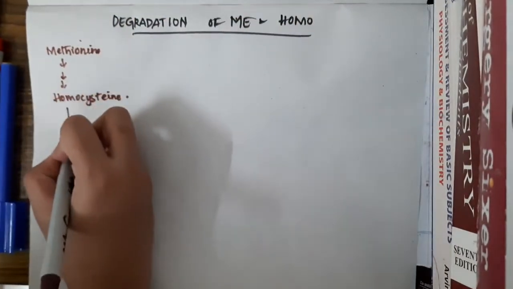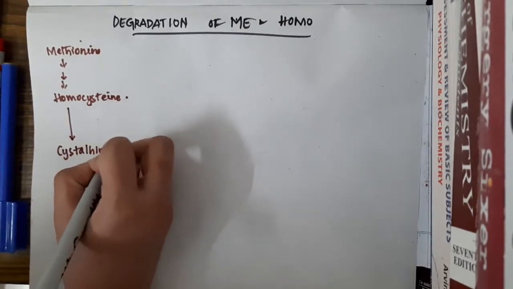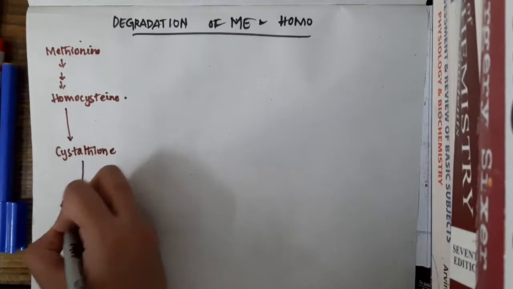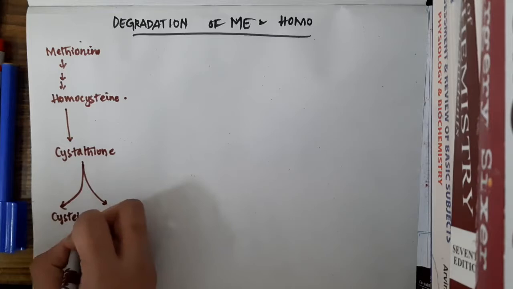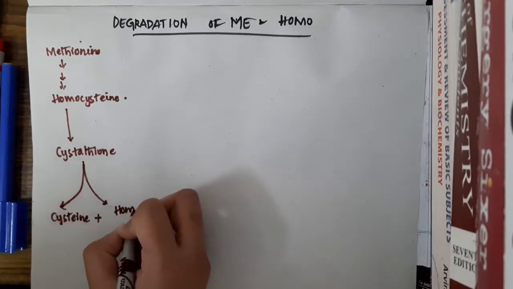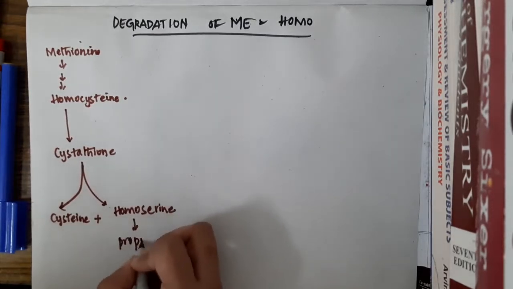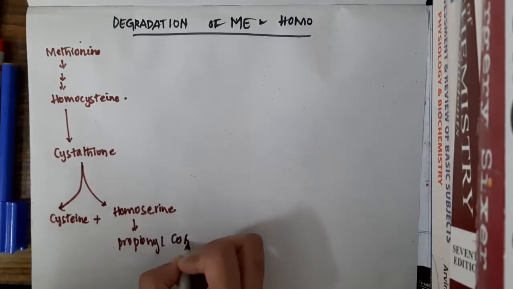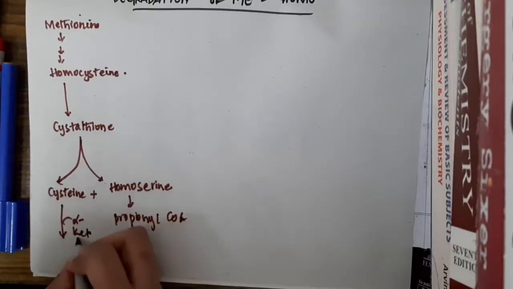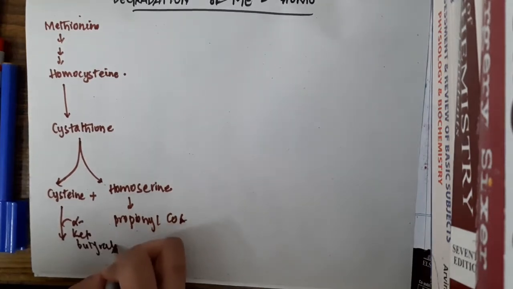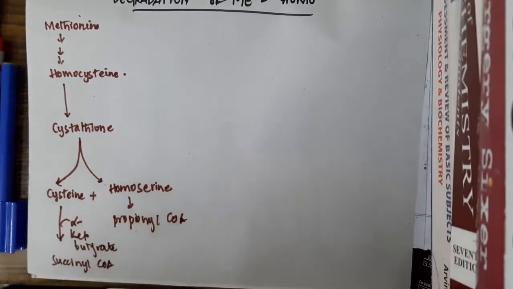Now this homocysteine, in the presence of cystathionine beta synthase, forms cystathionine. This cystathionine, in the presence of the enzyme cystathionase, forms cysteine and homoserine. This homoserine will be degraded to propionyl CoA, whereas this cysteine will combine with alpha ketobutyrate and form succinyl CoA.